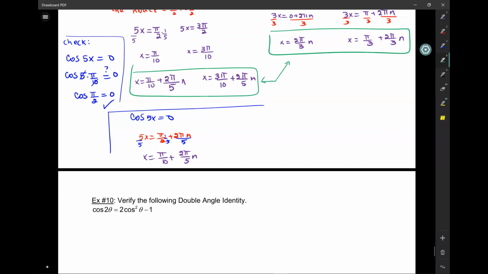And then couldn't you also do that for the first part? Couldn't you also just do pi over 10 plus 2 pi over 5n? Because that would satisfy the other side as well. If you can do that, it's fine. I know with this, it takes a little bit to process. So yeah, either is fine.